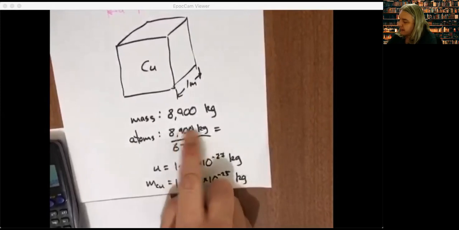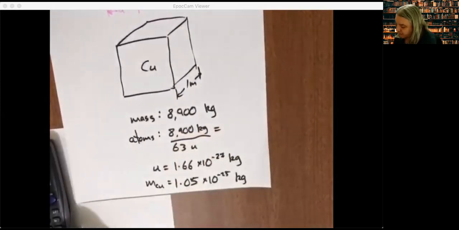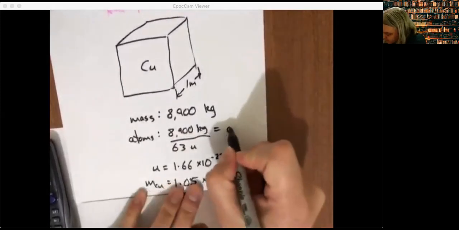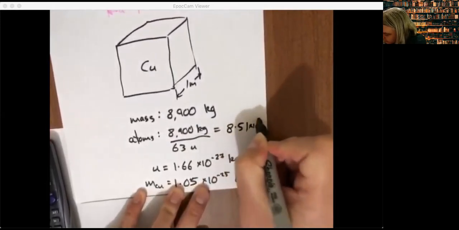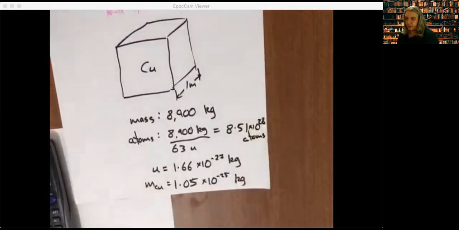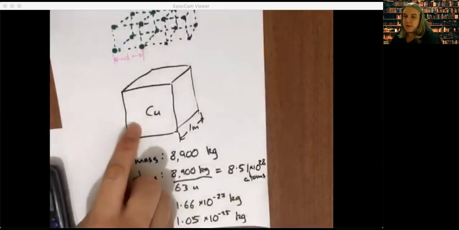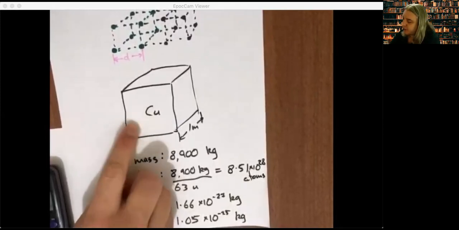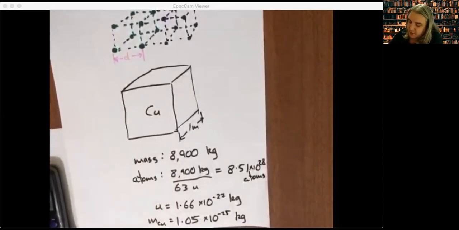And so now we can do 8,900 kilograms divided by this to tell us how many actual atoms there are. So 8,900 divided by that value gives us 8.51 times 10 to the 28 atoms. So there are 8.51 times 10 to the 28 atoms. So now we know how many atoms there are in this block. But now we've got to go from that knowledge to this distance value. And this just takes a little bit of geometric reasoning, just thinking about the situation.